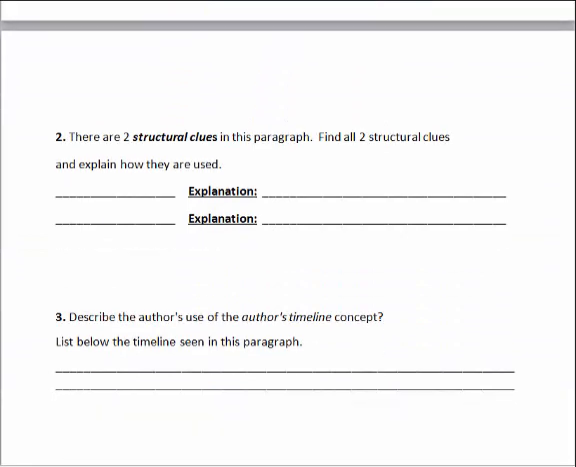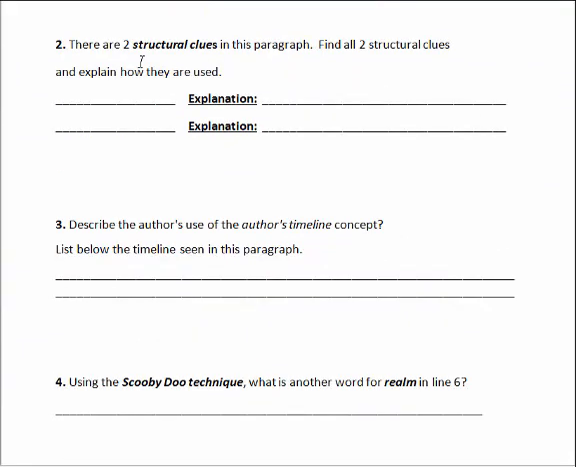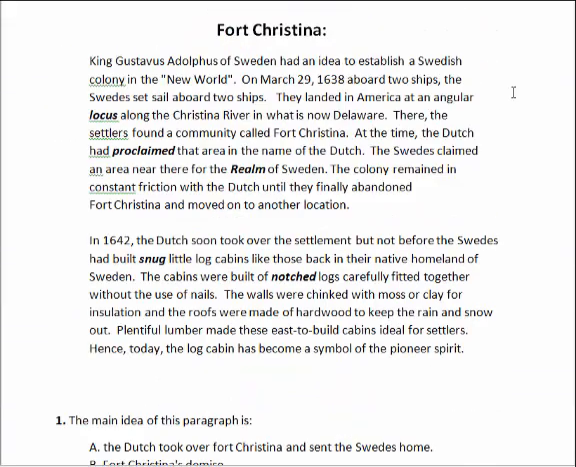Scrolling on down. Number 2 is a structural clues problem. Structural clues, there are 2 in this passage. Let's go ahead and take a look and see where they are. First of all, we come over here and just quickly scrolling. The first structural clue that I see is right here, the word but, which is a flag flip-flopper. They soon took over the settlement, and they had the log cabins. So flip-flopper, flipping from one to the other. Let's take a look up here and see if there is another structural clue.